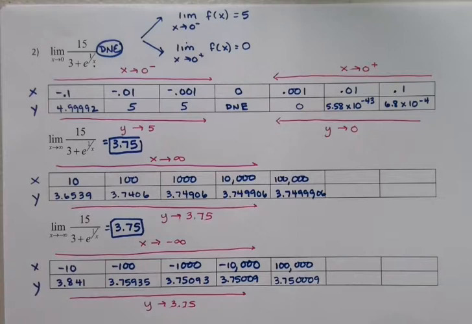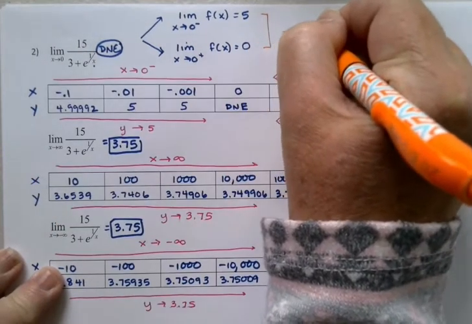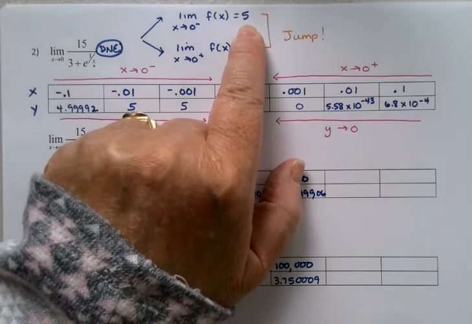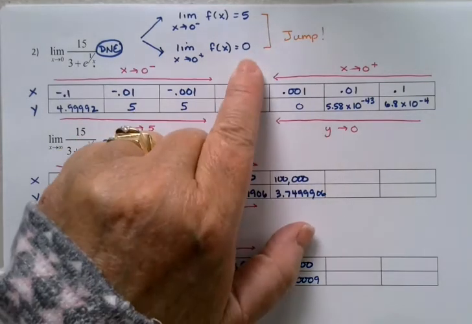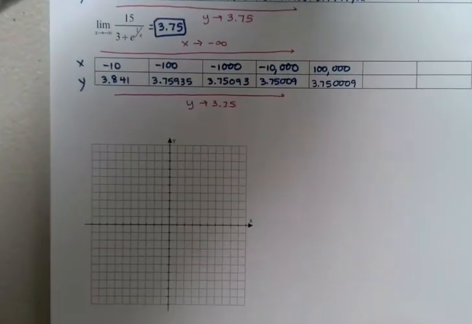I kind of deliberately didn't adjust my viewing window on the graph because I'd like to try to predict what things are going to look like here before we take a look at the Desmos graph. So I'm expecting to see a jump here at x equals 0. And in fact, that jump at x equals 0 is going to approach (0, 5) from the left and (0, 0) from the right.